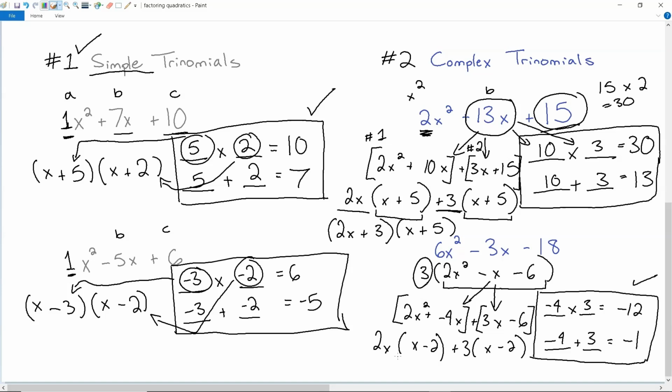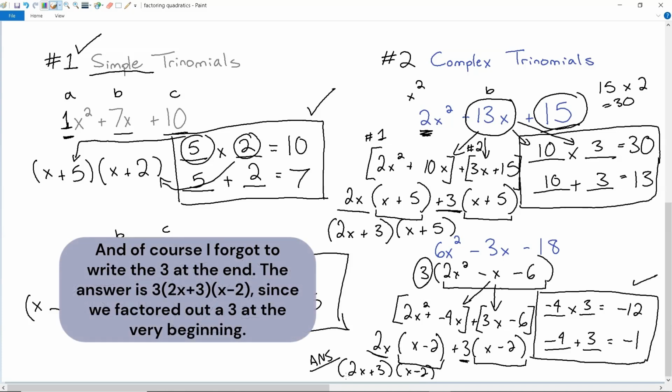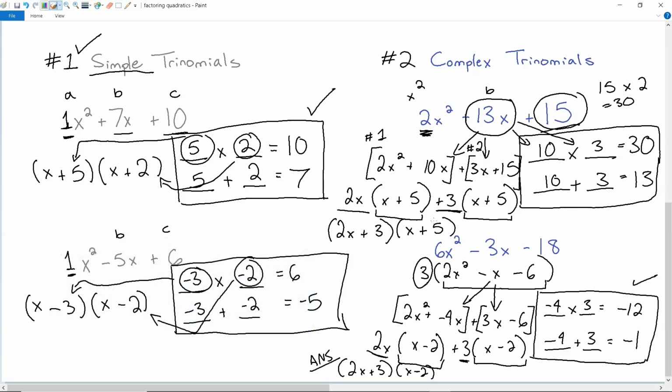Once again, we have a common bracketed term, which means we're doing the right thing. So now I just need to put the 2x and the 3 together in their own bracket and write out the x minus 2. So this right here is our answer in factored form. Okay, this is going to be the bread and butter of quadratics, simple and complex trinomials.